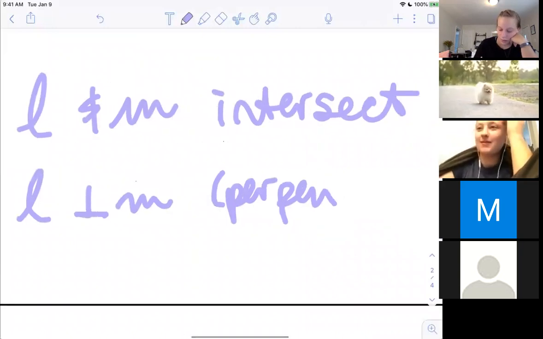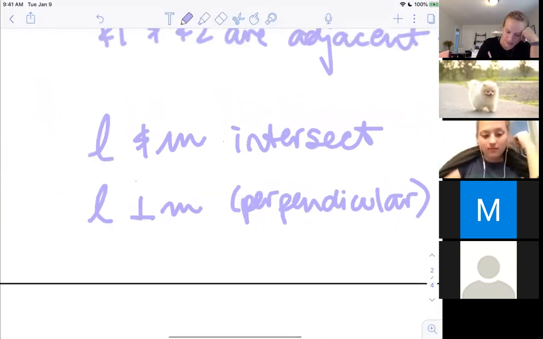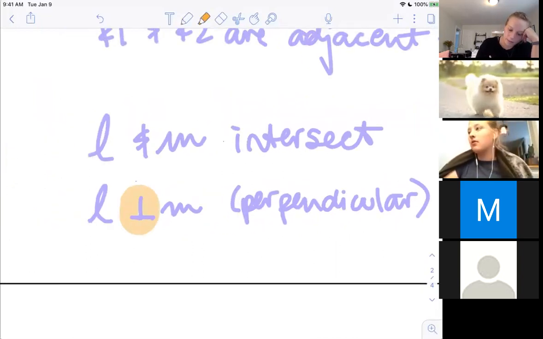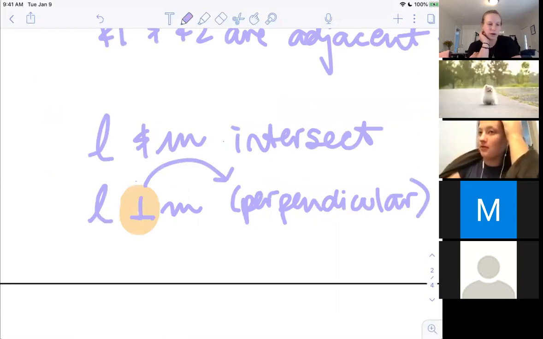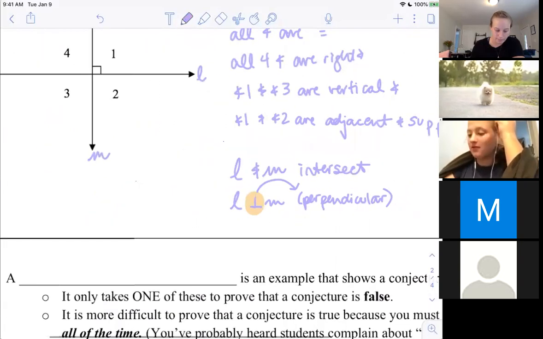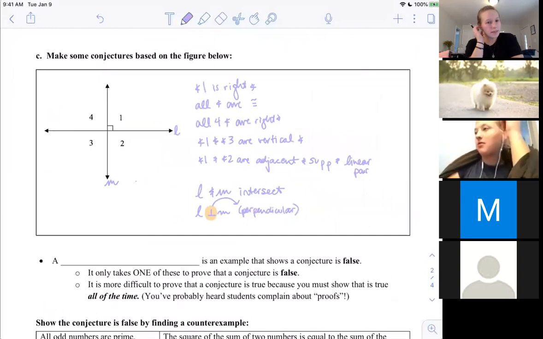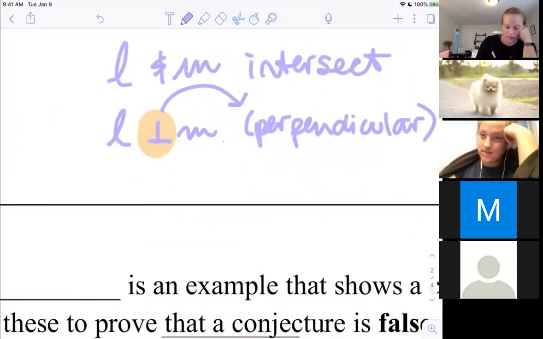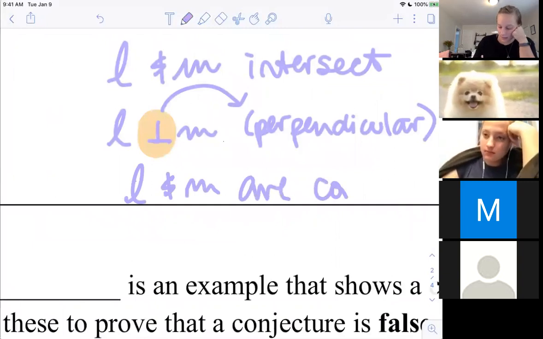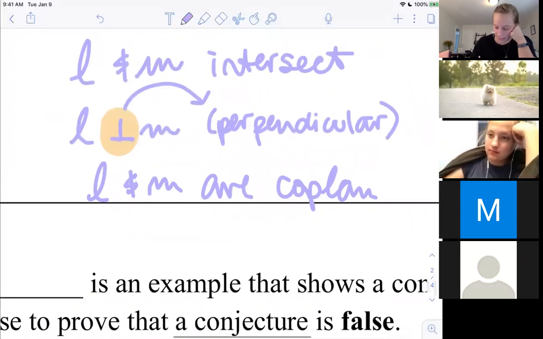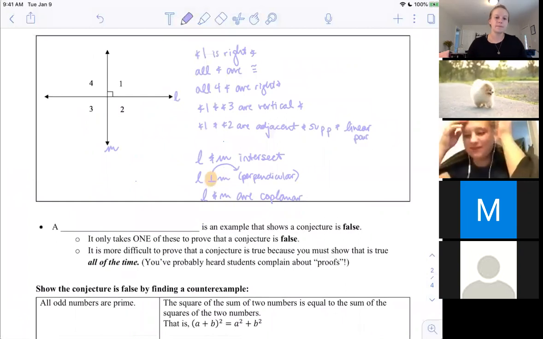Good. Remember on that worksheet I gave you the other day, it had this little sign right here, this upside down capital T. That means perpendicular. So I'm just going to write it on our notes, and I'm going to write perpendicular next to it just so I can reference it later if needed. And then the other thing that isn't said, and that took me a while to think about, but it is true, is L and M are coplanar. There are no other planes drawn on here, and so I can make the conjecture that they should be on the same plane.